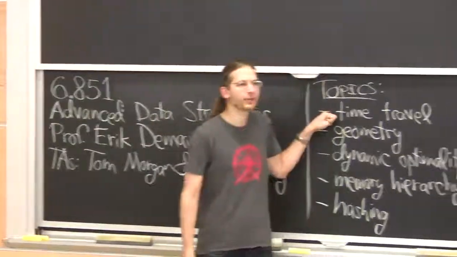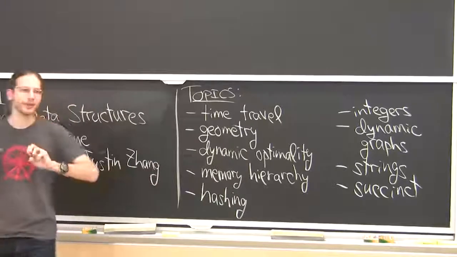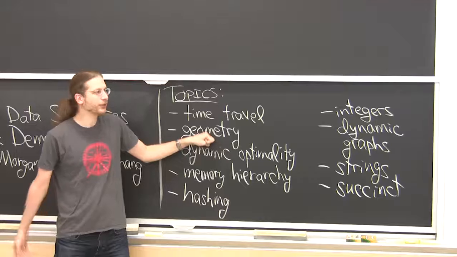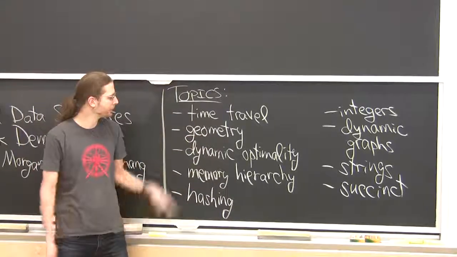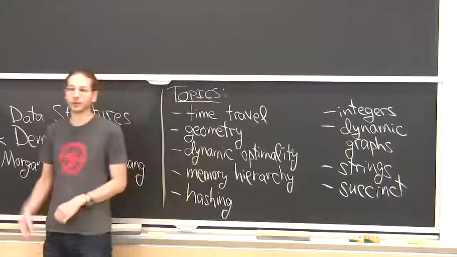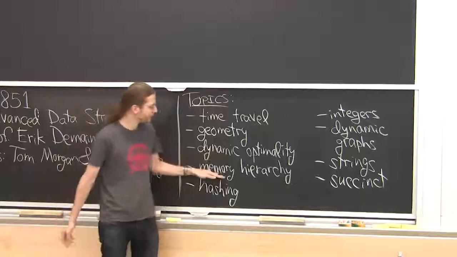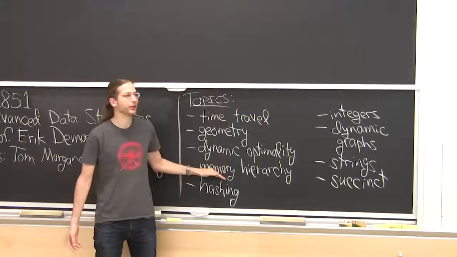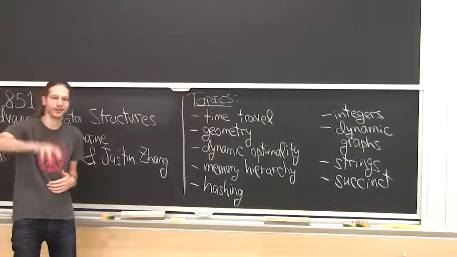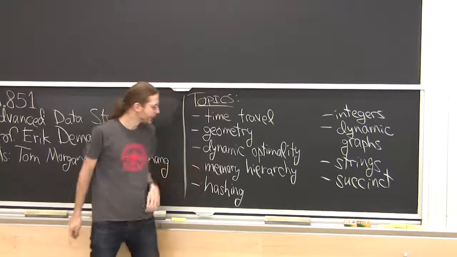Today we're going to talk about time travel or temporal data structures, where you're manipulating time, as any good time traveler should. Then we'll do geometry, where we have higher dimensional data, more than one dimension. Then we'll look at a problem called dynamic optimality, which is: is there one best binary search tree that rules them all? Then we'll look at something called memory hierarchy, which is a way to model more realistic computers, which have cache, and then more cache, and then main memory, and then disk, and all these different levels. How do you optimize for that?